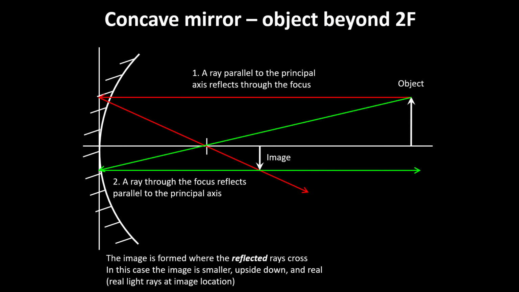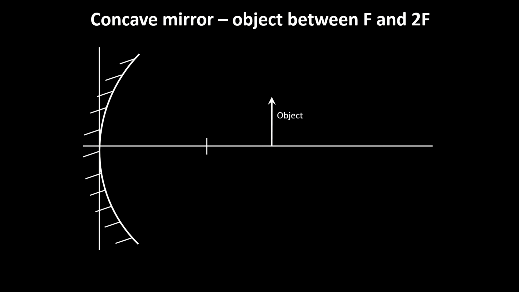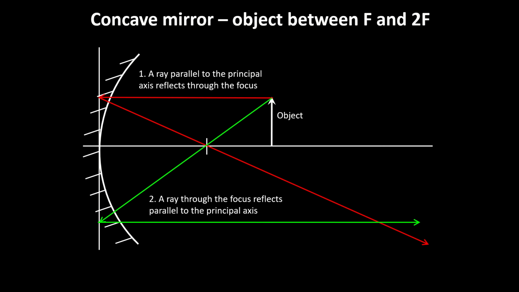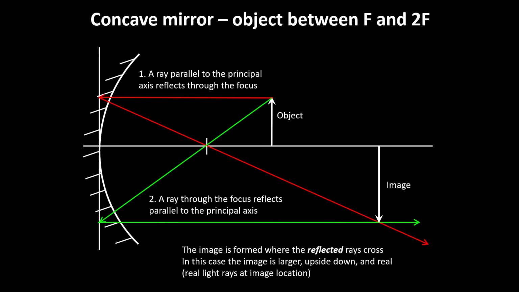So now we'll do the same thing, but when we move the object a bit closer. So now the object is between f and 2f. So we've just moved the same object a bit closer, and we'll do the same ray diagram. So we've got the same first ray. A ray that's parallel to the principal axis goes through the focus point, and a ray that is through the focus point reflects parallel. Now in this case, the image will be formed where those reflected rays cross. In this case, it's still upside down, which means it's going to be real because there's real light rays crossing there. But in this case, it's actually larger.